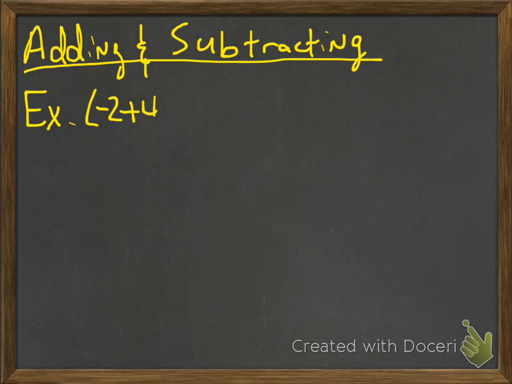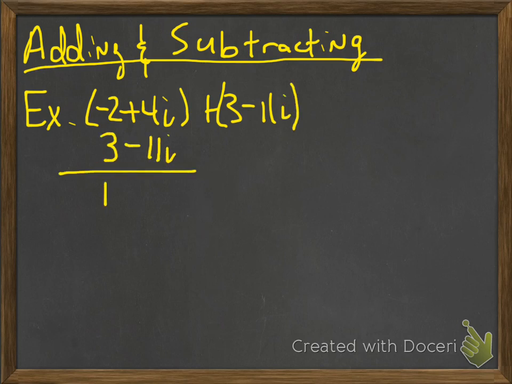So for me, what I like to do, take this problem, negative 2 plus 4i, 3 minus 11i. I like to line them up the way you're seeing there. Notice how I put the 3 under the 2, because those are the real parts, and the i's are lined up. So I'm going to say negative 2 plus 3, which is just 1, and 4 minus 11, which is negative 7. And I'll put the i with that. And I'm done. That's it.